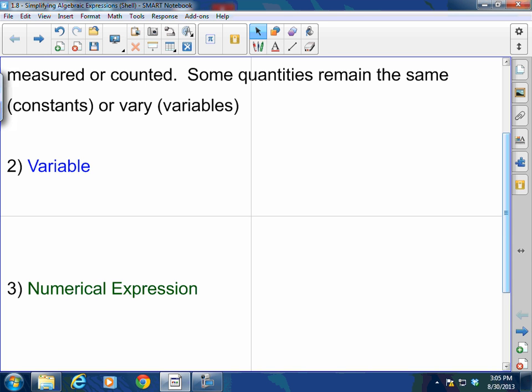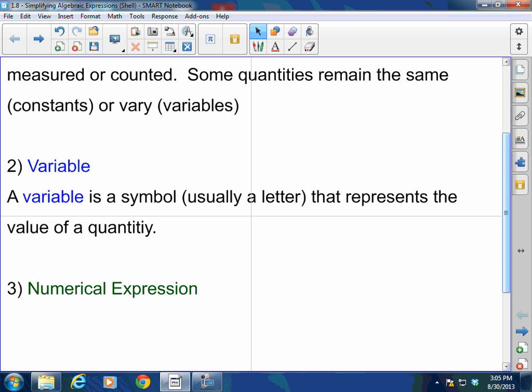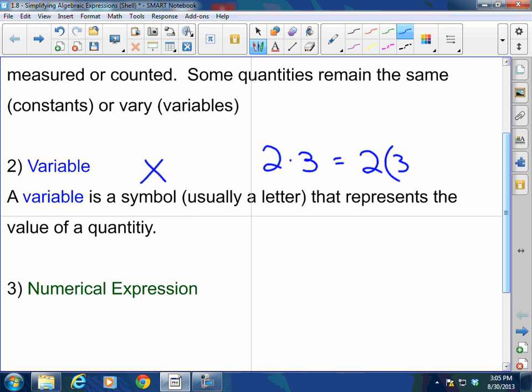Now, a variable. Think about the word variable. It relates to varies. A variable is a symbol, usually a letter, that represents the value of a quantity. Okay? A very popular variable is x. That's why we do not use x for multiplication anymore. For multiplication, we use a dot, or even better yet, parentheses. 2 times 3, it's better to write it as 2 times 3 with the parentheses. So x is a very popular variable, so is n. But any letter that represents a quantity is a variable.